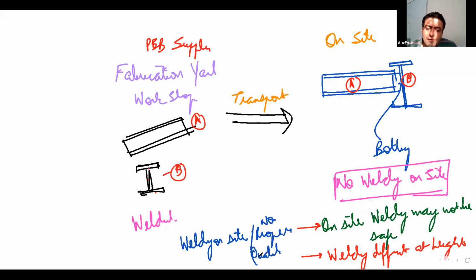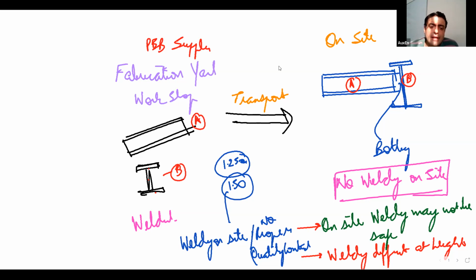You might have seen that in our IS 800 2007 also, when the welding is done on site, the partial safety factor goes up to 1.5. And if the welding is done in the workshop, the partial safety factor is given as 1.25, isn't it? So higher safety factors are given for welding done on site because quality control is not proper.